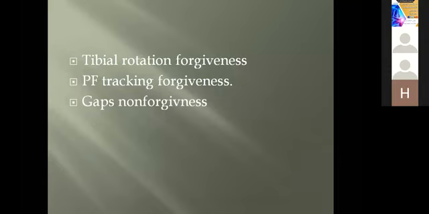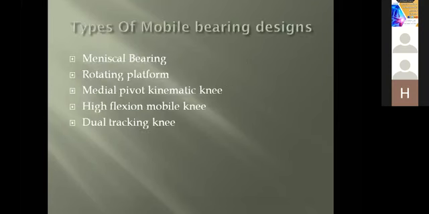What's not forgiving is the gaps. You have to adjust the flexion and extension gaps. You have to adjust the medial and lateral gaps, because if it's not adjusted, your polyethylene component may dislocate. Types of mobile bearing designs available are the meniscal bearing, rotating platform, medial pivot kinematic knee, high flexion mobile knee, and dual tracking knee, which failed to stand the test of time.